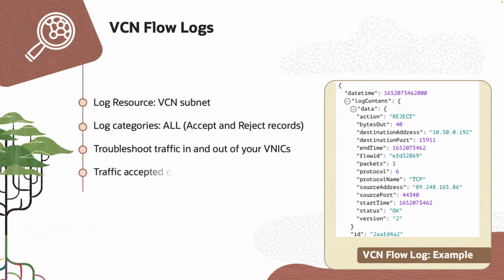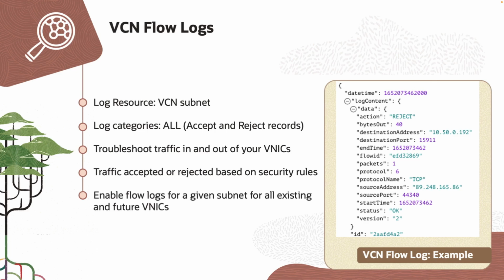The OCI networking service uses security rules that can be created using security lists or network security groups. It determines what type of traffic should be allowed through the VNIC. So the VCN flow log would also give such details on traffic that is accepted or rejected based on these security rules. You are enabling flow logs at the subnet level. That means you are collecting logs for those existing VNICs and also future VNICs configured to that subnet.